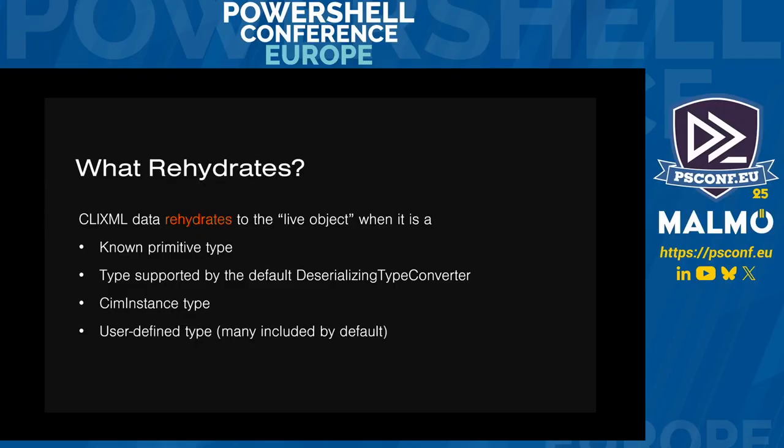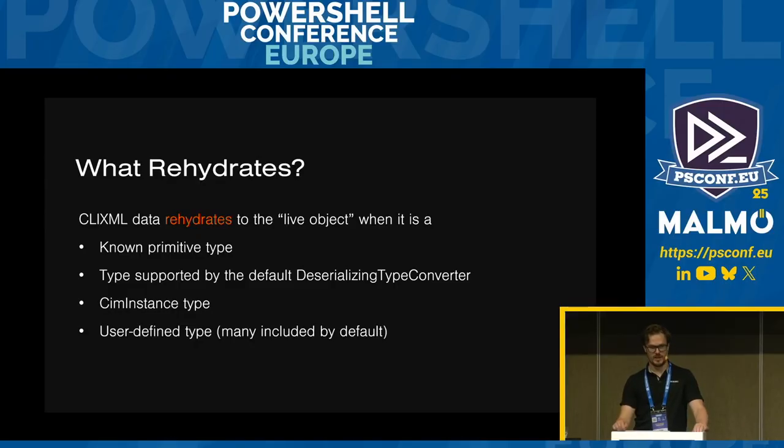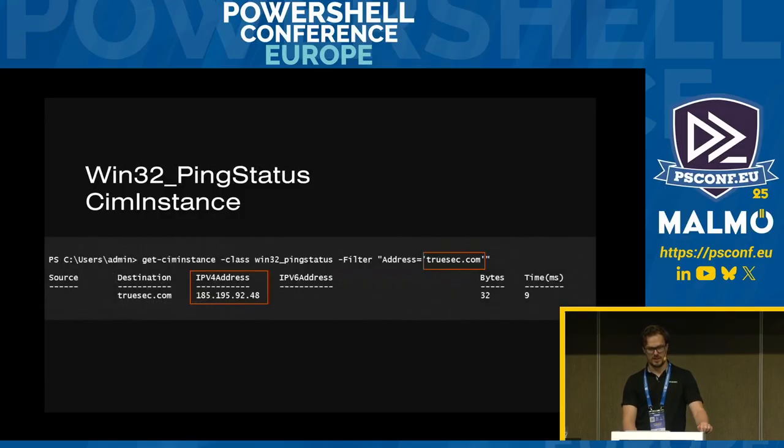So let's summarize what is actually rehydrating. We said that known primitive types like boolean and string, then we have the types in the default deserializing type converter, and we have user-defined types, but we also have CIM instances. All those four are actually going to be the real object after deserialization. So let's continue with the CIM instances.